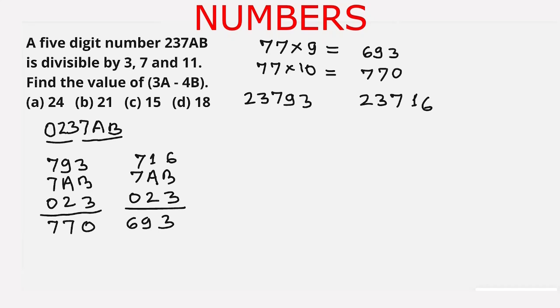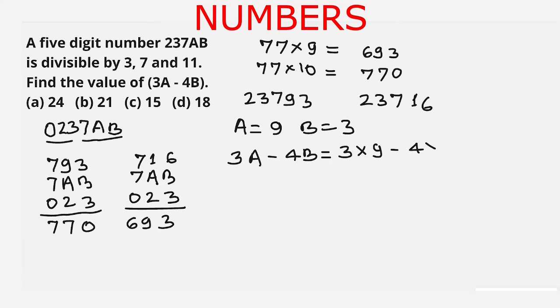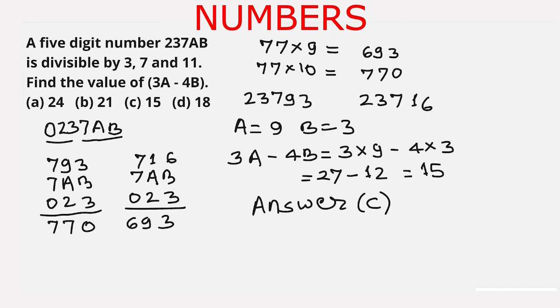This gives the value of A equal to 9 and B equal to 3. Now we can easily find the value of 3A minus 4B. So this is 3 times the value of A, which is 9, minus 4 times the value of B, which is 3. 9 times 3 is 27, minus 4 times 3 is 12, and 27 minus 12 is 15. And from the given options, our answer is option C, 15.